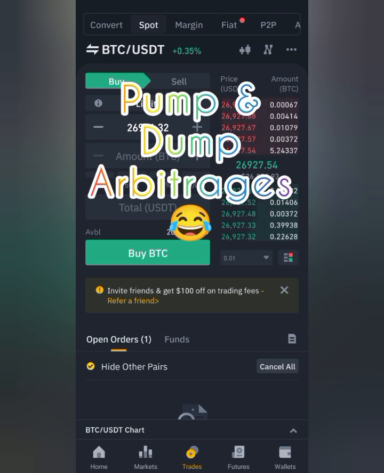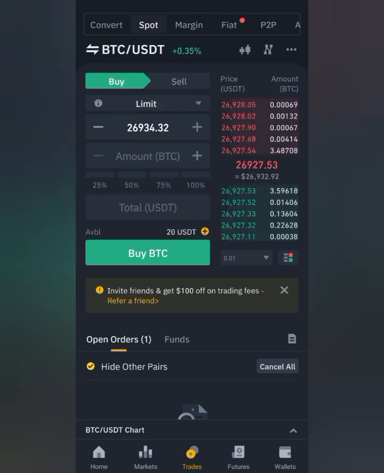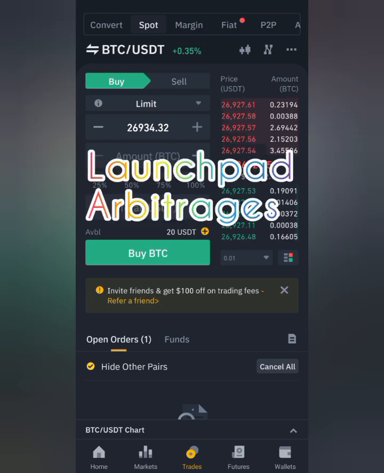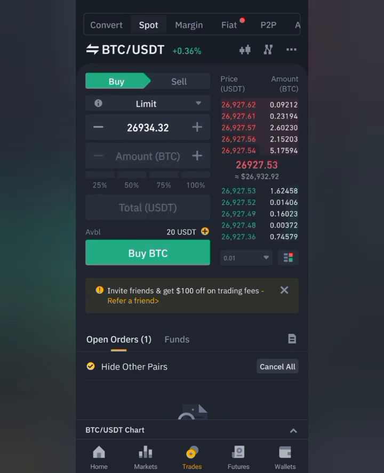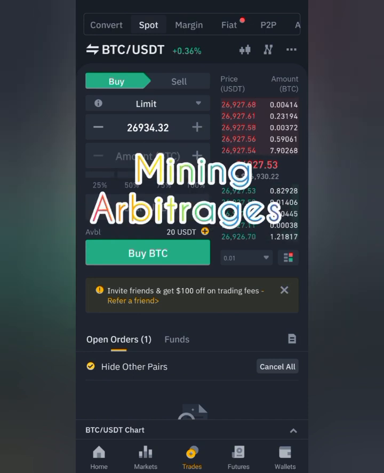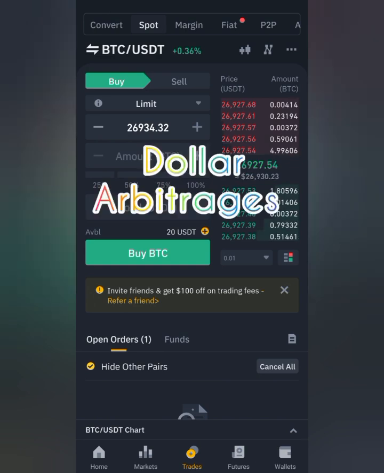I'm sure most of you have heard of that. Shitcoin trading, right? I'm going to share that with you. I'm also going to be sharing Launchpad arbitrages and coin listing arbitrages. I'll be sharing airdrop arbitrages, smart contract arbitrages, mining arbitrages, and also dollar arbitrages, of course.